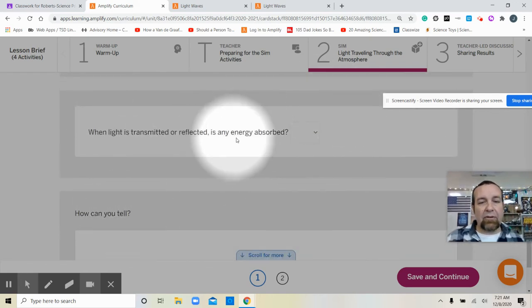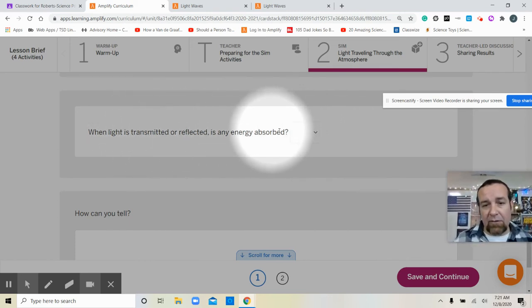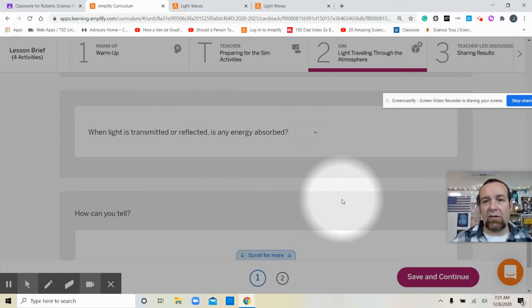Okay, so this is a big check for understanding. By now, we should know what happens when light is transmitted or reflected. So try your hardest to answer that question.